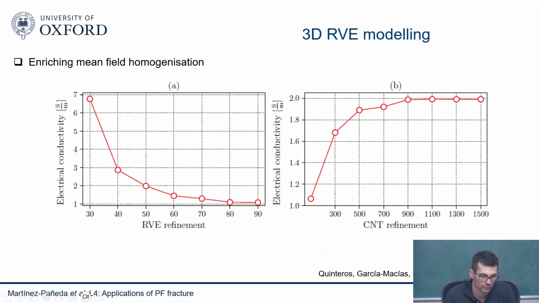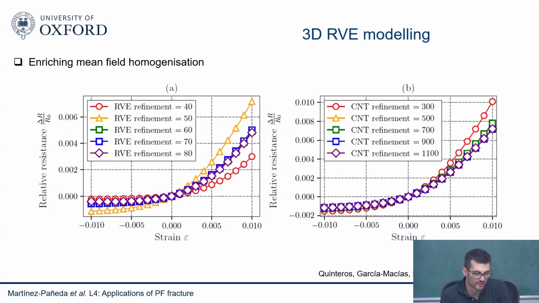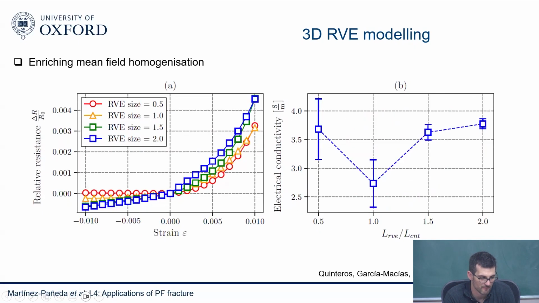Then this allows you to first make sure that the size of the RBE is rigorous. So we check the electrical conductivity and we refine the RBE to make sure that you are getting some sort of convergence. This is also electrical conductivity with carbon nanotube refinement. Then we get the variation in electroresistance with strain, and again we keep refining until we see a converged solution. And the same for the RBE and for the carbon nanotube. So we just need to make sure that the RBE is big enough, basically.